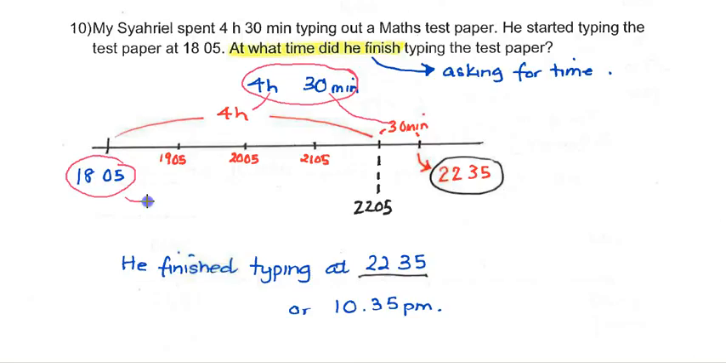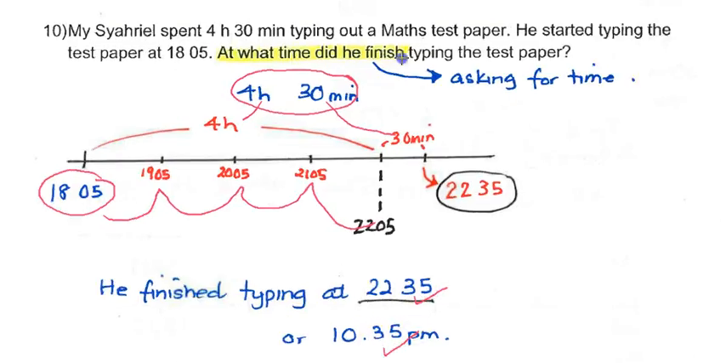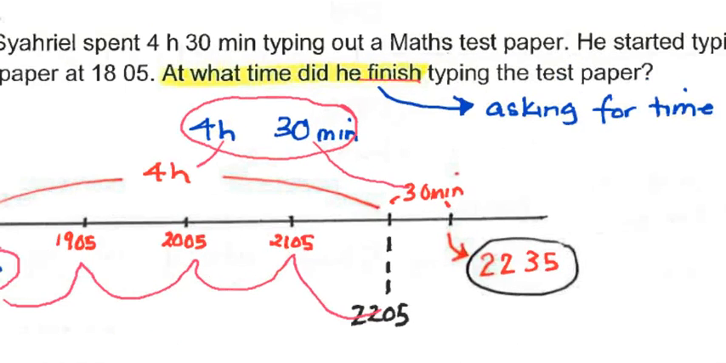Okay, the next is 1905, 2005, 2105, 2205. You have counted 4 hours. Now you need another 30 minutes. Put 30 minutes here. 30 minutes after 2205 is 2235, or 10:35 p.m. Okay, he finished at 10:35 p.m.